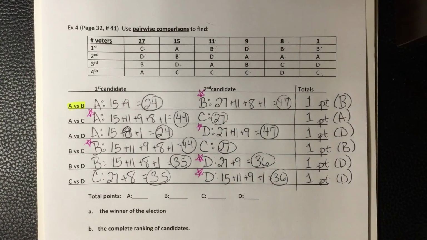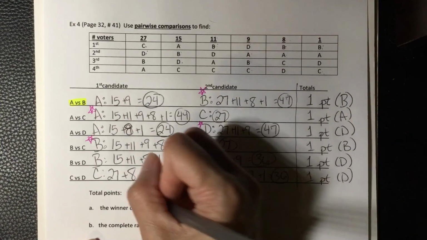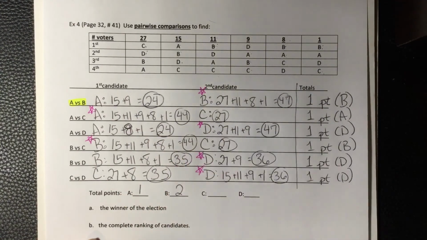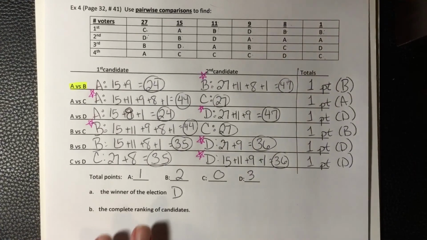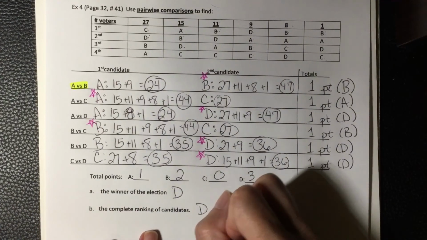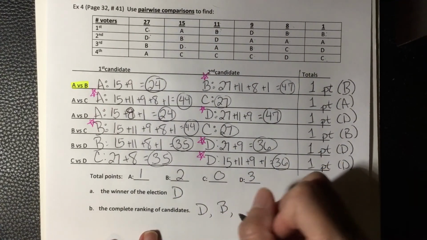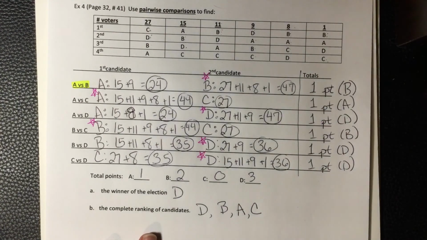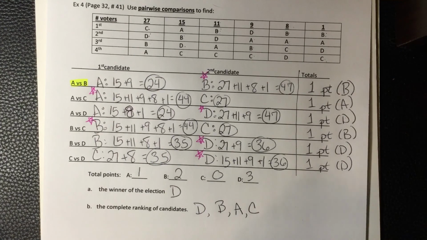All right, so if we look at our point totals over here, we see that A got 1 point, B got 2, C got 0, and D got 3. So the winner of the election would be D. And if we rank the candidates, D would get first, B would get second, A would get third, and C would get last. Okay, so that is pairwise comparisons.